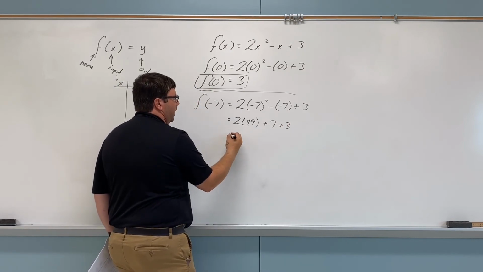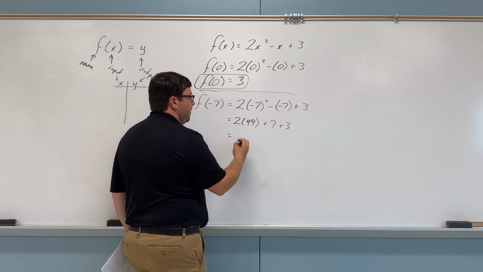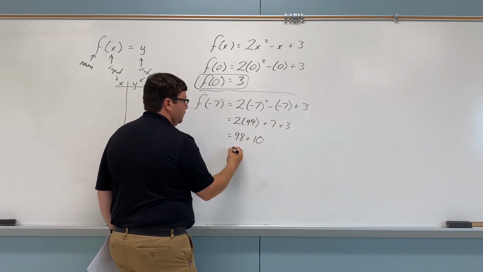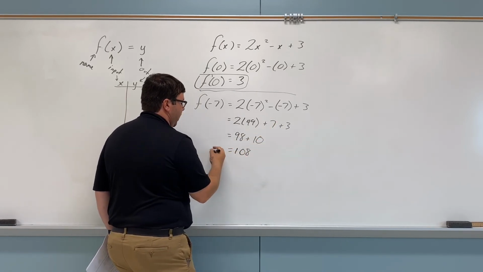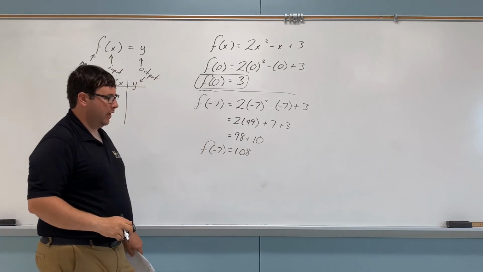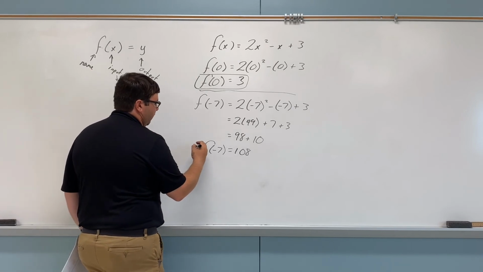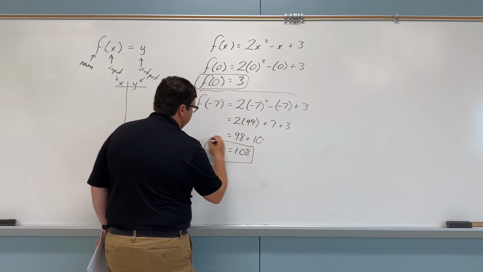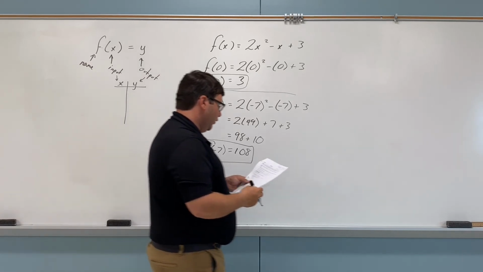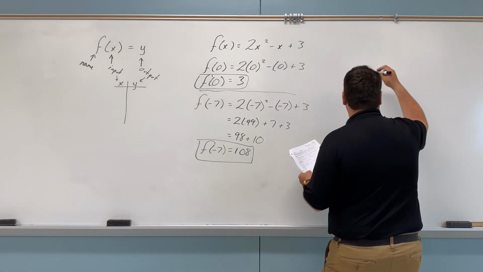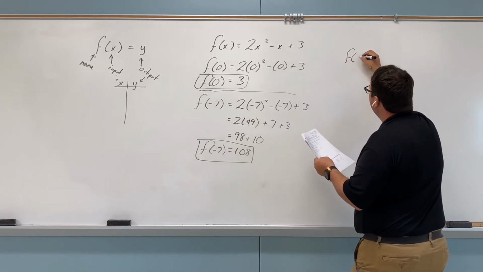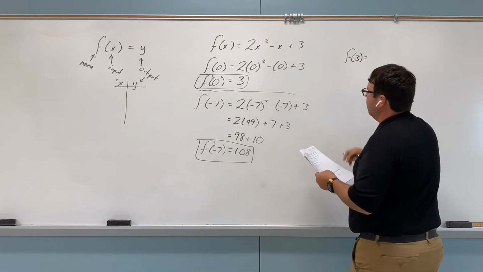2 times 49 is what? 98 plus 10. You get 108 for when the equation has an input of -7. So your function at -7 is 108. Interesting. Let's try another one. Let's say that function, same function, f, I haven't changed it, is being evaluated at 3.